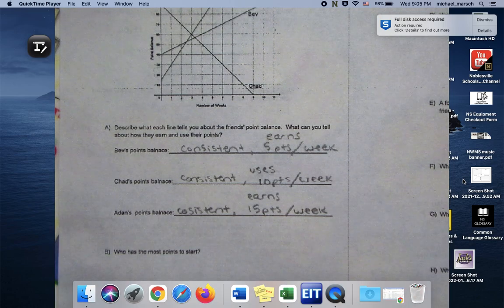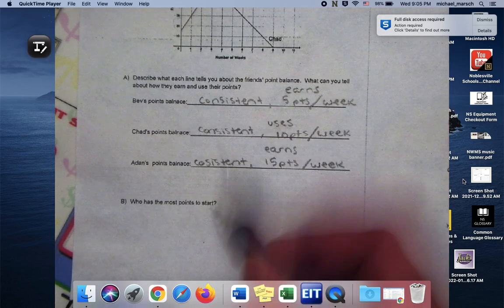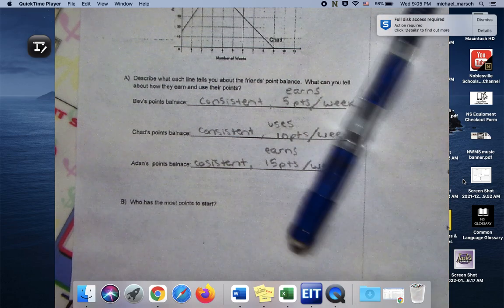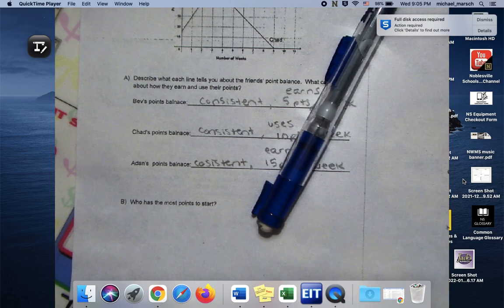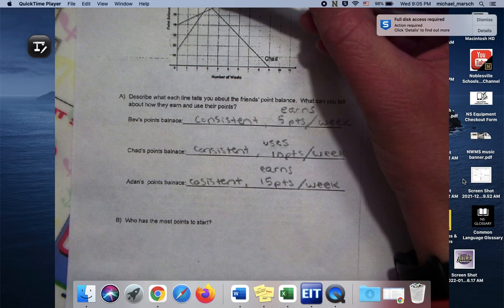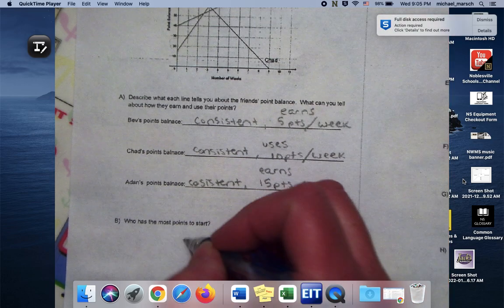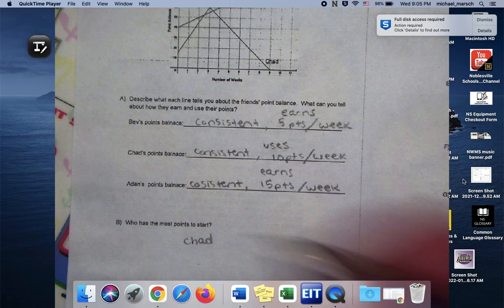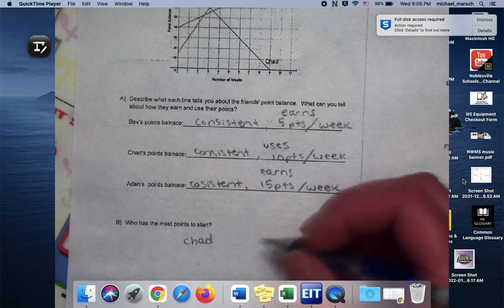All right, so who has the most points to start? So for that one, we're going to look at our y-intercepts. Okay, so the most points to start is 90. So that's Chad, because that's his y-intercept, right? So that's what we're looking at.